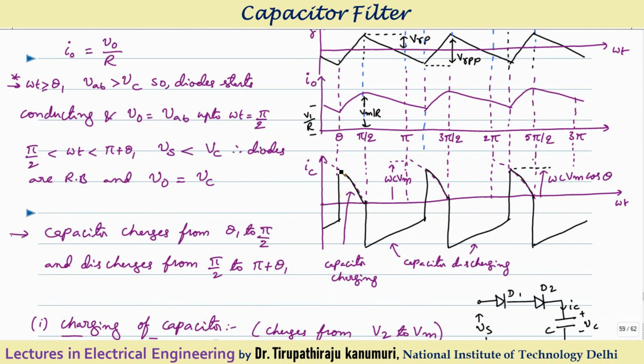Initially the capacitor current will be more; it will draw more current. As the capacitor is charging, the difference between the capacitor voltage and the supply voltage becomes less, so the current goes on decaying. By the time it reaches the maximum value, the capacitor current reaches 0.